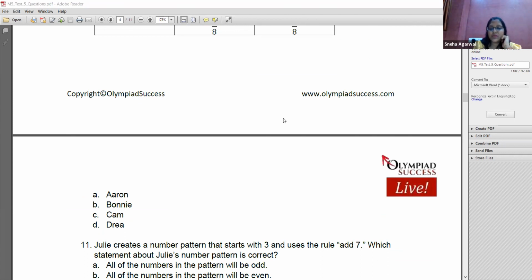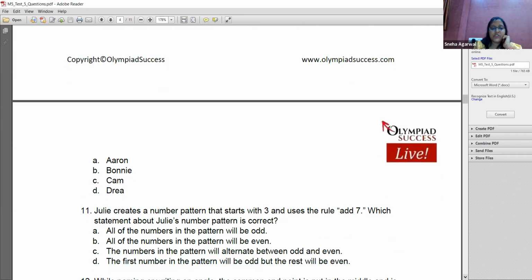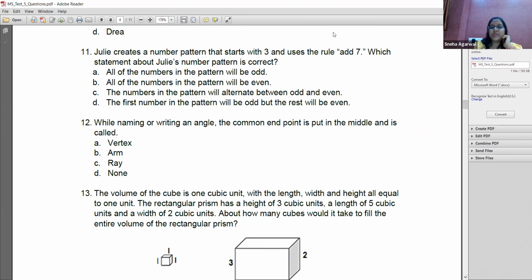Okay. Next one. Julie creates a number pattern that starts with 3 and uses the rule add 7. Okay, so she is creating a pattern over here. If she starts with 3 and adds 7 to every number. So what is 3 plus 7? This will make the next pattern number as 10. 10 plus 7 will be 17. 17 plus 7 would be 24. 24 plus 7 would be 31. Next, 31 plus 7 would be 38. Right? So we are getting the pattern in this way.